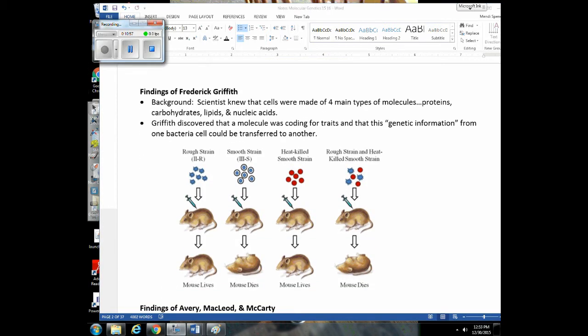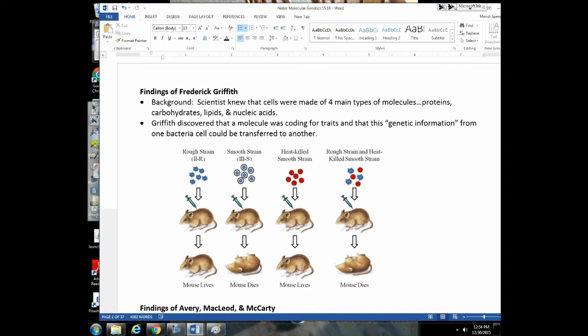So first we're going to look at the research of Frederick Griffith. He set out to prove that there was a molecule that was actually coding for traits in organisms. And then later on some other scientists figured out exactly which molecule it was, whether it was the protein, carbs, lipids, or nucleic acids. So here's what Frederick Griffith did.